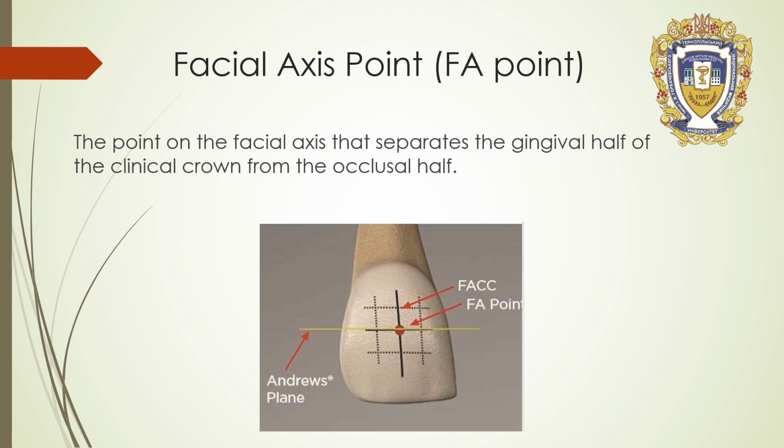The point. What does it mean, facial axis point or FA point? The point of the facial axis that separates the gingival half of the clinical crown from the occlusal half.